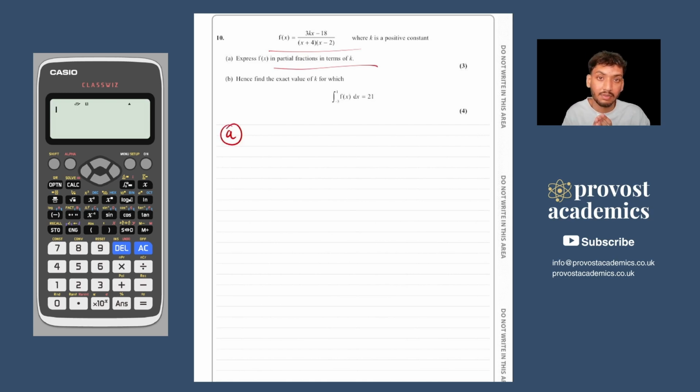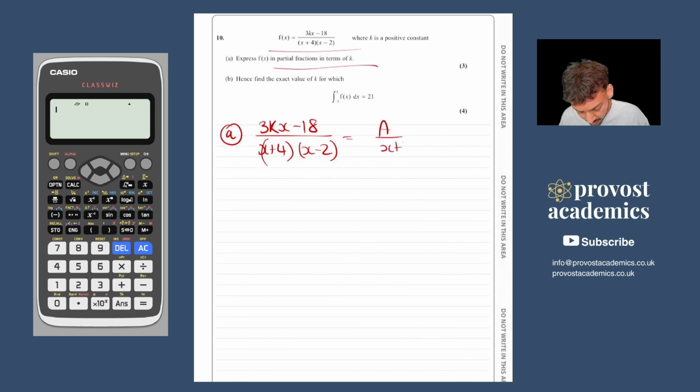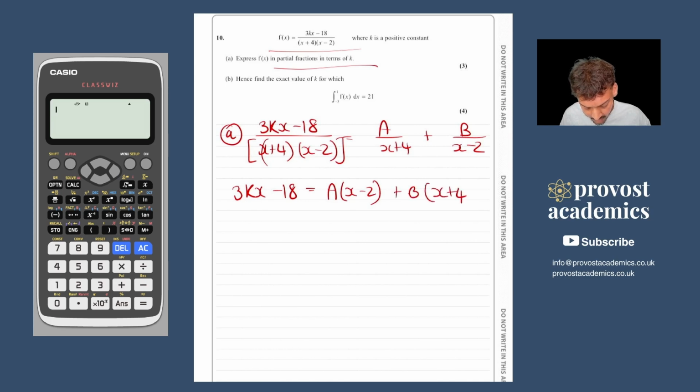We can therefore say it's going to be a over one of the factors plus b over one of the factors, where a and b are constants. Okay, so we can say 3kx minus 18 over x plus 4, x minus 2 is equal to a over x plus 4 plus b over x minus 2. So now if I multiply everything by my denominator, I get 3kx minus 18 is equal to a times x minus 2 plus b times x plus 4.